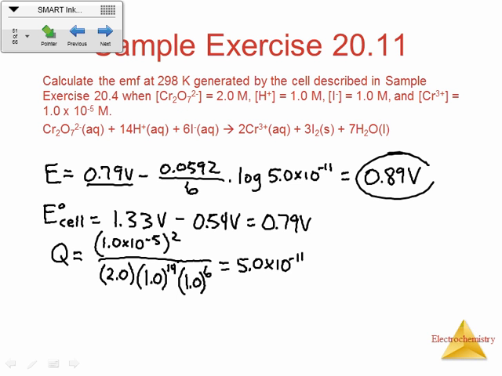But I thought maybe going through one of the calculations would be helpful for you to see how it all works. Now, the other thing to think about here, remember that delta G is equal to negative nFE. So now we're not at standard conditions, right?